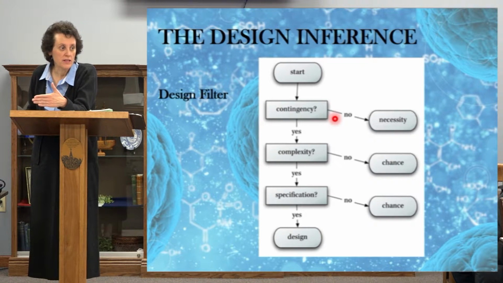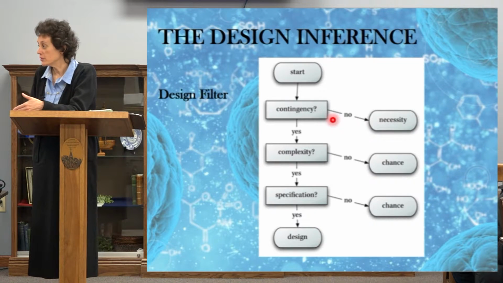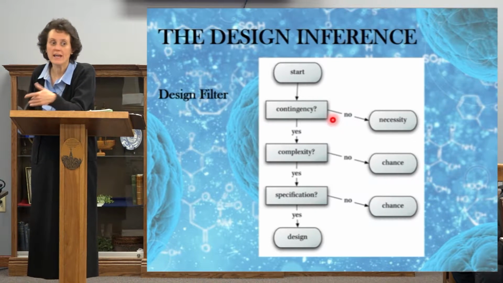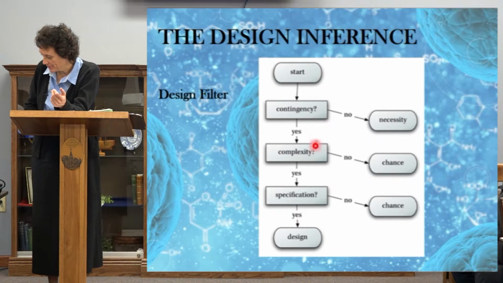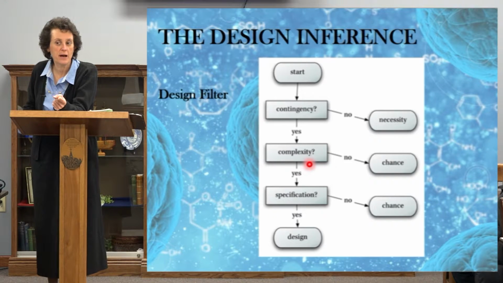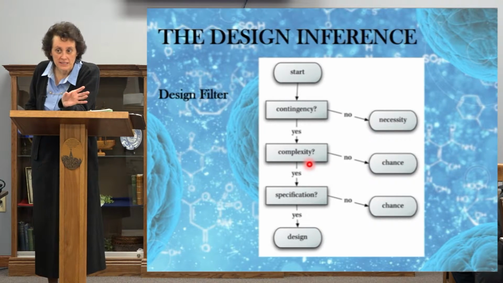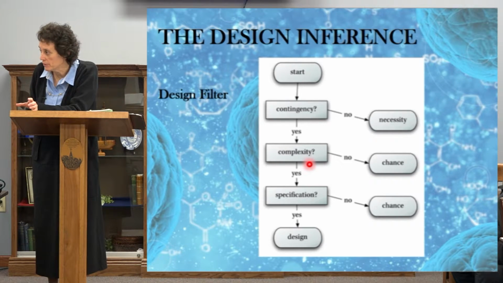Yes. Then we're going to proceed down our filter. If it's not, we're just going to attribute it to a natural cause or a natural chemical reaction or something like that. So if it is a contingency, then we'll go and ask ourselves about complexity. Is it complex? Remember, William Dembski says that complexity is indicated by low probability. It's not what complexity is, but complexity is indicated by low probability.